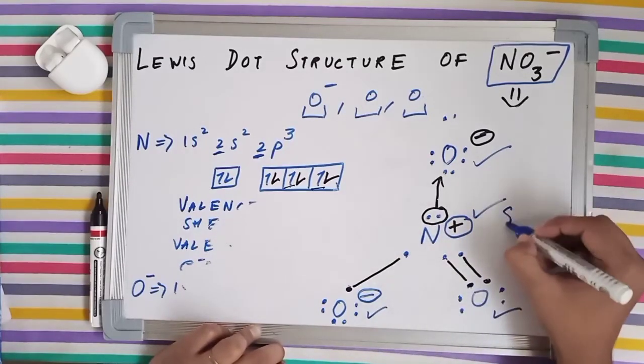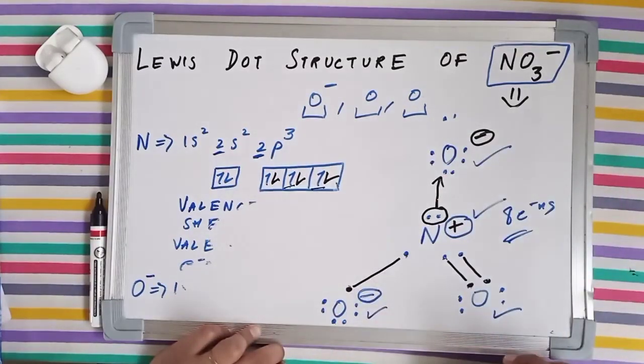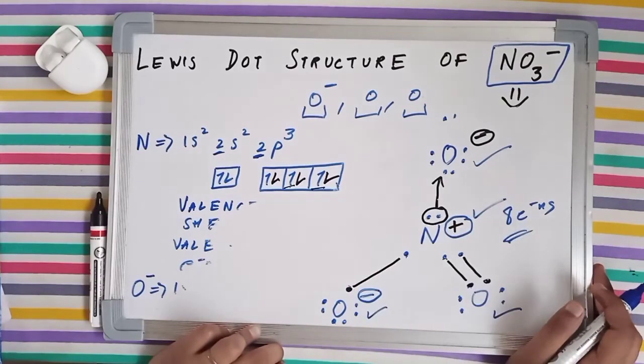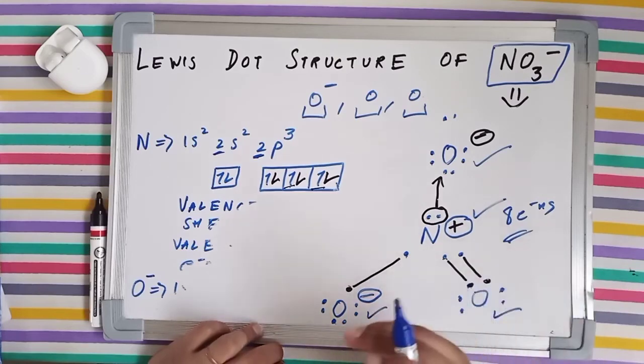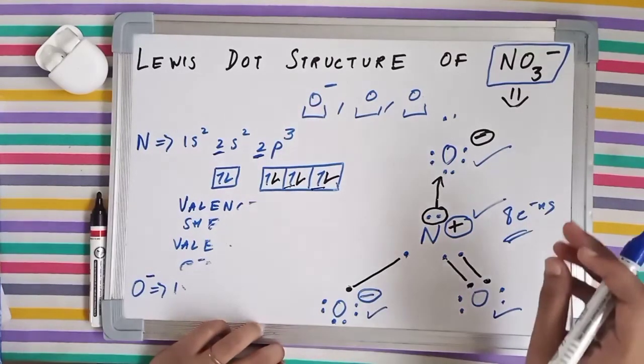So this nitrogen has also completed its octet, and this structure is now a stable one, where every atom has gained stability by completing its octet, or by achieving stable electronic configuration, or you can say they all now have 8 electrons in their valence shell. So this was the structure of nitrate ion.